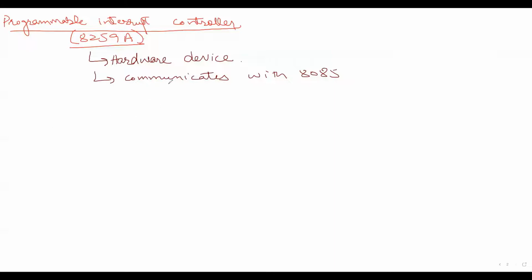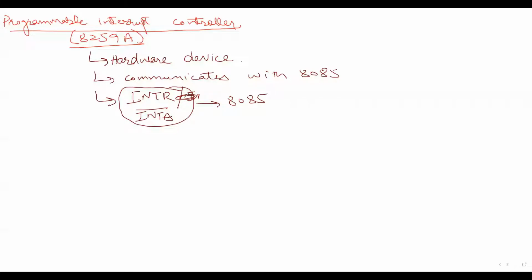And as I said, it communicates with 8085, and it is designed for use with the interrupt signals INTR and its acknowledgement INTA. So this particular hardware device uses these two pins of microprocessor 8085 and facilitates the interrupting process. And it takes out the limitations of INTR. So what were the limitations of INTR?